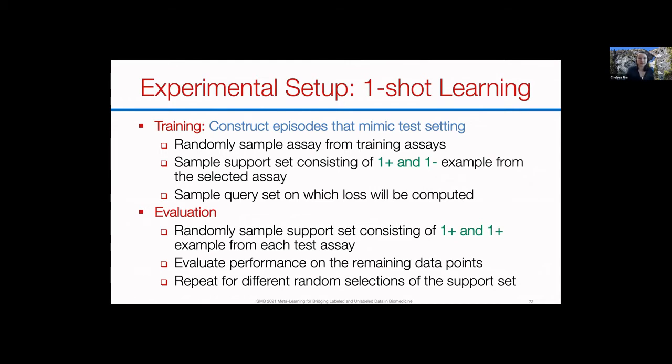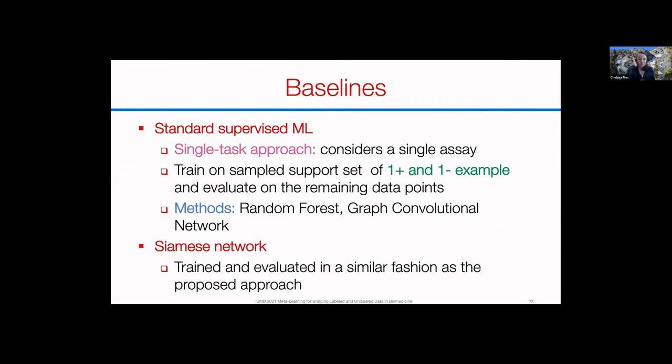Okay, so they compared metalearning to standard supervised machine learning, which is just a single task approach that considers a single assay, which is just trained on these two examples, one the positive and negative example, and evaluate the remaining data points. And they tried both a random forest as well as a graph convolutional network. And then they also compared their matching networks approach to a Siamese network that is trained and evaluated in a similar fashion to the matching network, except using this different few-shot learning approach.